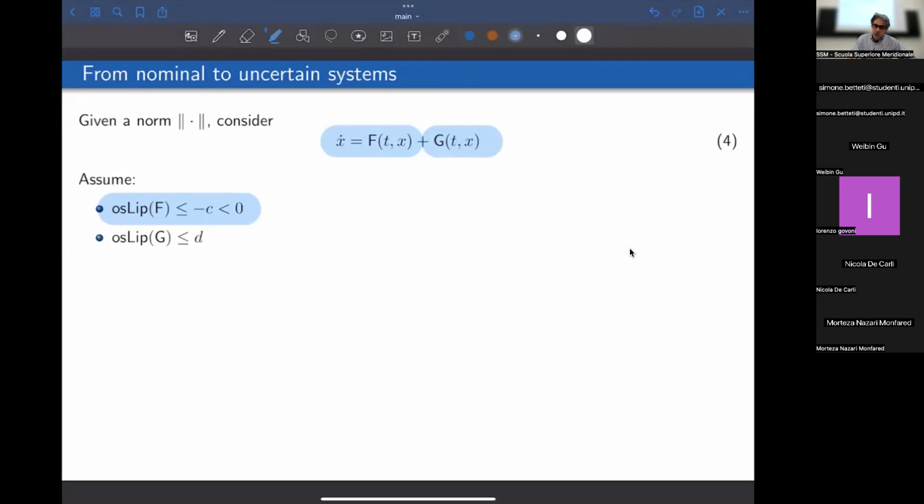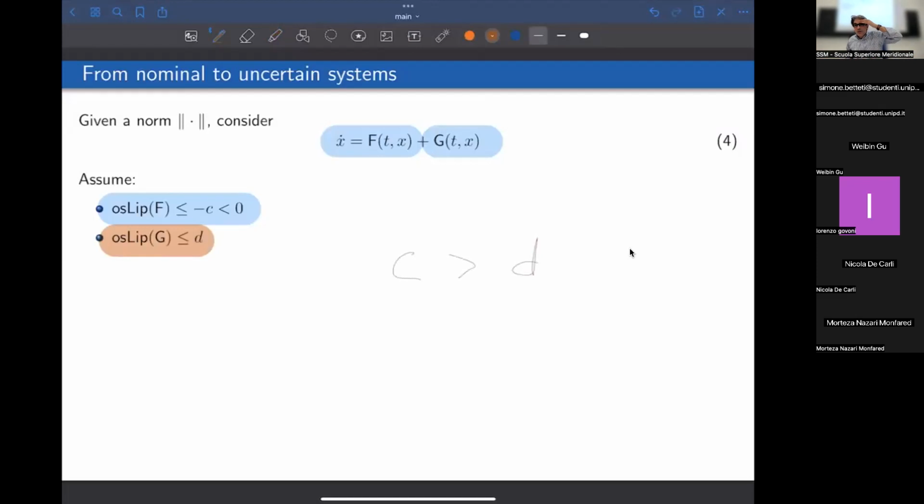It goes as follows. Let's suppose that the one-sided Lipschitz constant of the unmodeled dynamics G, so that's how bad the stuff you don't know is, is upper bounded by a number, like a disturbance. Let's call it lowercase d. So now you are contracting with rate C, and the disturbance D. The condition is that you need C to be greater than D. In this sense, the contraction rate is a notion of robustness.